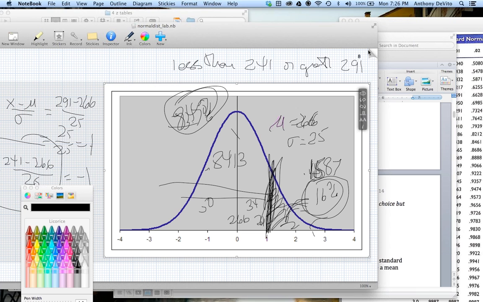What's the probability of its being less than 241? 16%, right? Because one standard deviation. What's the probability of it being greater than 291? 16%. What's the probability of its being less than 241 or greater than 291? In other words, both of those satisfy my outcome. So it'd be 32%, right? I add the probabilities together because both of them satisfy the outcome that I'm looking for. Okay? All right.